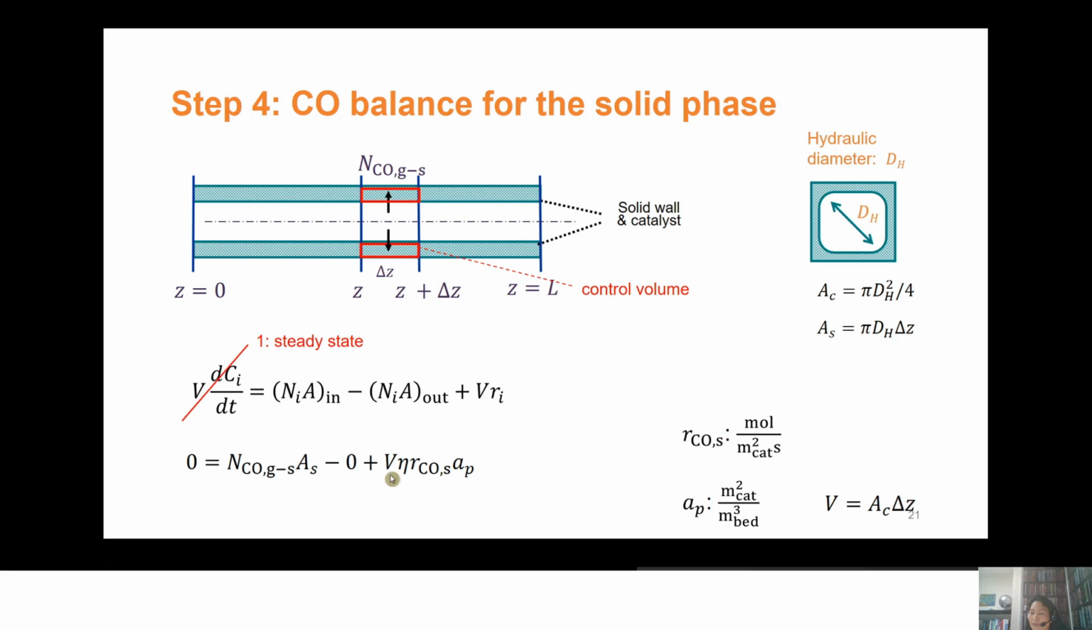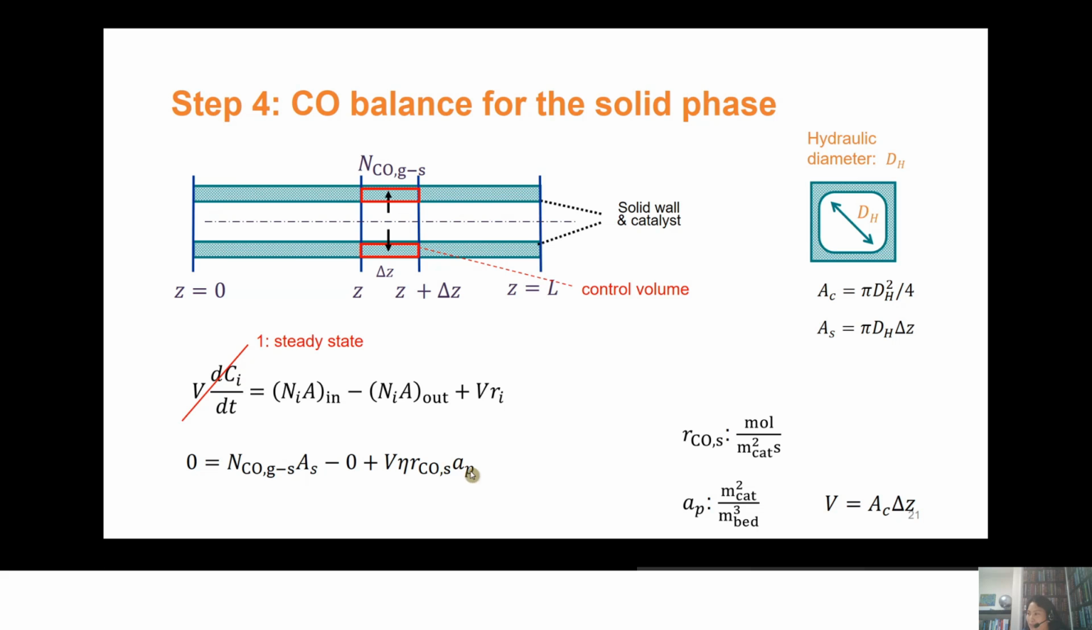So we need to multiply it by the effectiveness factor. Here we just defined it: this is the rate at the surface concentration, and we multiply it by the effectiveness factor eta. So eta times this rate at the surface concentration is our overall rate. But we have to be careful with the units, so we multiply it by the appropriate volume and the surface area of the catalyst per unit volume, which we will denote as AP.